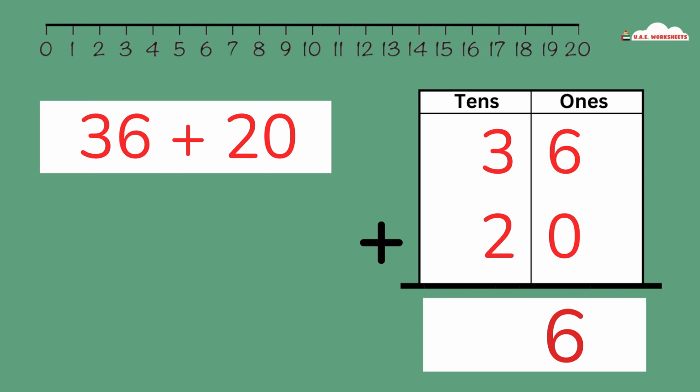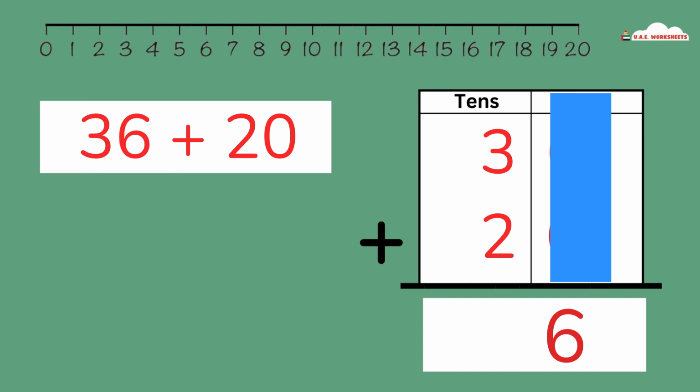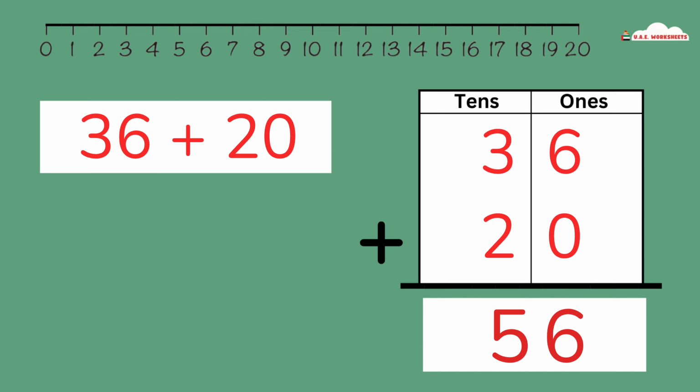Now, let's look at the tens column. Cover the other side. 3 plus 2. 3 plus 2 equals 5, so write 5 on the tens side. The answer is 56. 36 plus 20 equals 56.